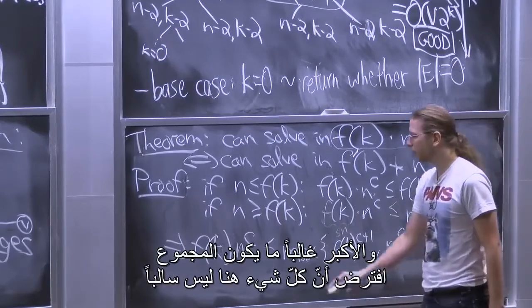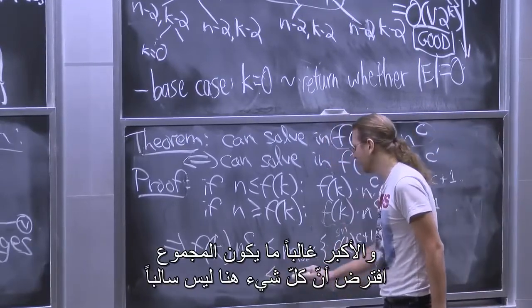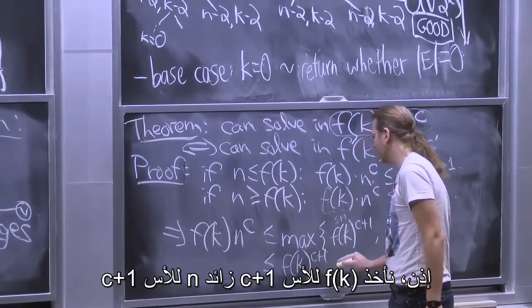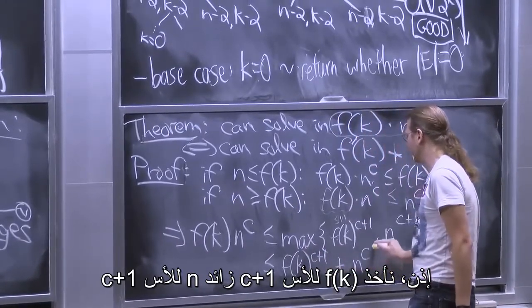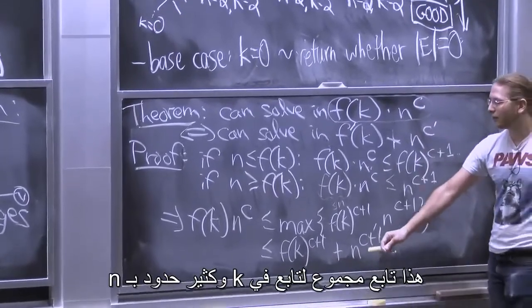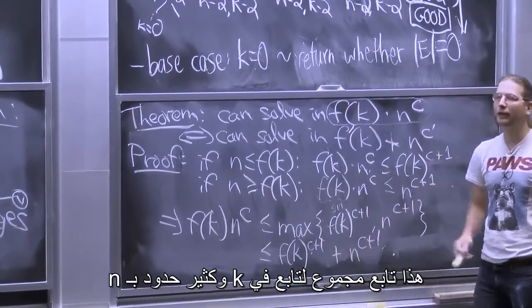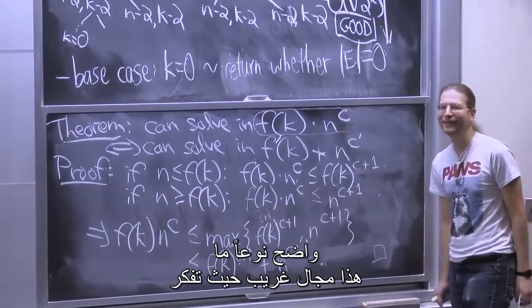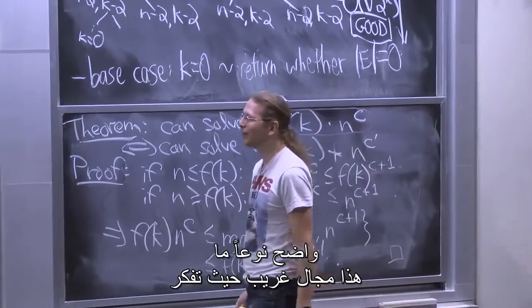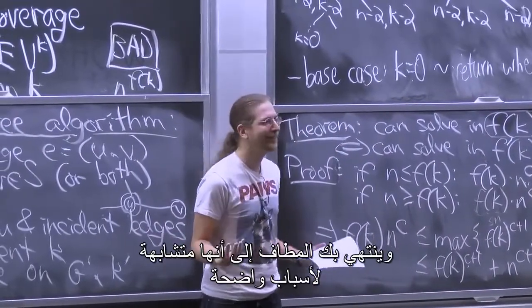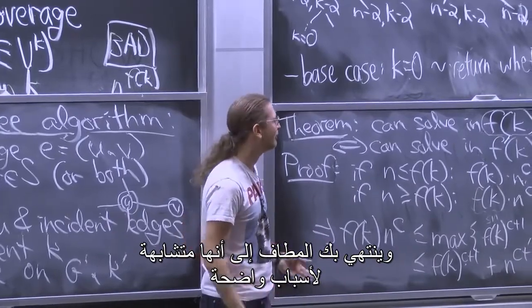Okay, and the max is always at most the sum. I'm assuming everything here is non-negative. So I take f of k to the c plus 1 plus n to the c plus 1. Boom. That is an additive function of k plus polynomial in n. Okay, rather trivial. This is a funny area where you think, oh, there's this deep question, are these things the same? And it ends up, yeah, they're the same for obvious reasons.